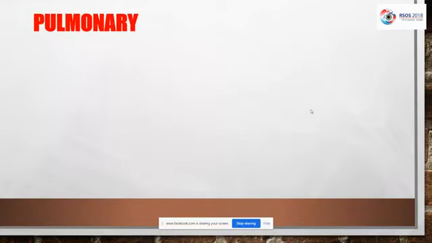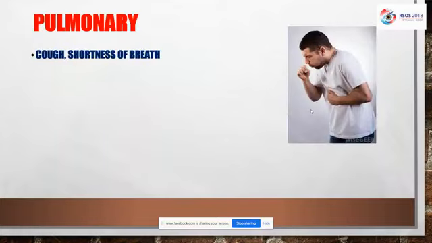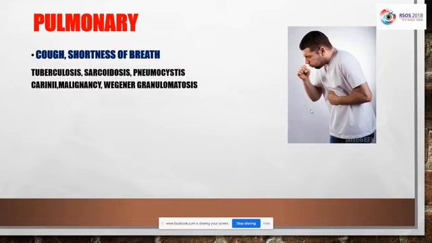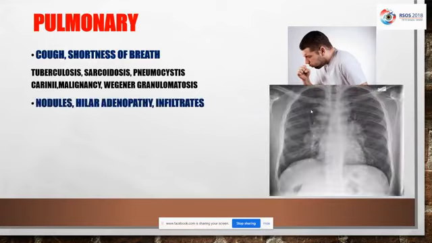So the pulmonary symptoms we mentioned will be highlighted if you have any of those, and will be a very important guide for you to reach the correct etiological diagnosis for uveitis. So in those patients with cough or shortness of breath, you need to think about tuberculosis, sarcoidosis, pneumocystis carinii, malignancy, Wegener's granulomatosis.